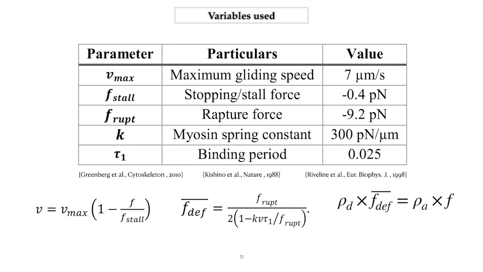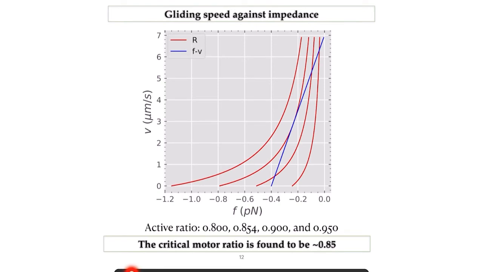The solutions to these equations are shown here by this plot. We solved for active ratio 0.8, 0.85, 0.9, and 0.95, and we overlaid with force velocity plot. The solutions can be summarized by 3 cases, as I will discuss next.